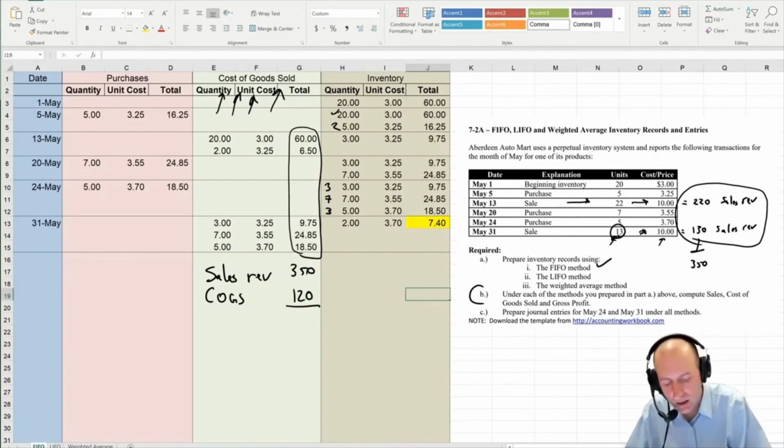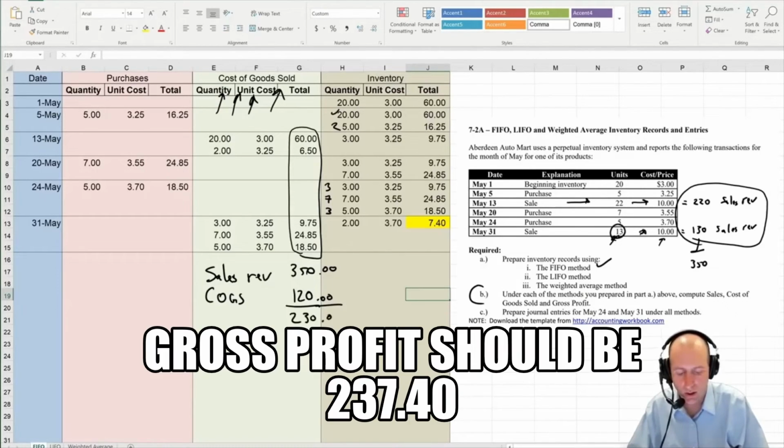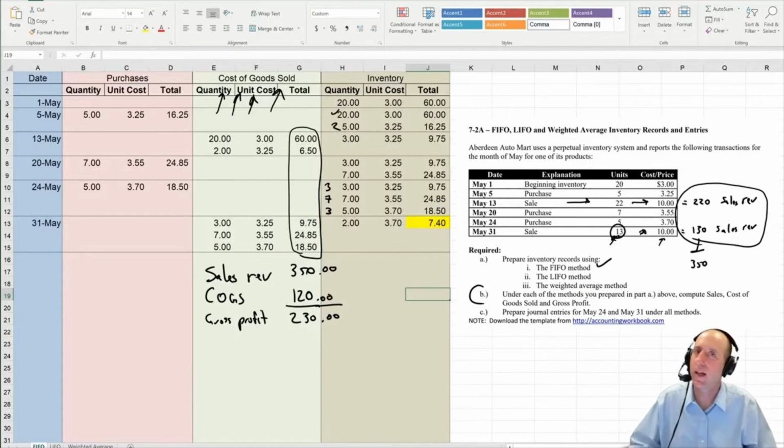Sales minus COGS is gross profit. Sales minus COGS, 350.00 minus 120 is $230. That is our gross profit. That's how much money we made by selling stuff above cost. Again, it's not considering all of our other expenses, paying employees wages, paying utilities, but that is our gross profit on this deal. So that's part B in the books.